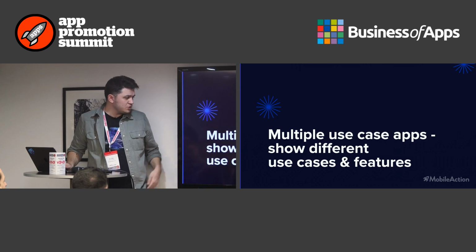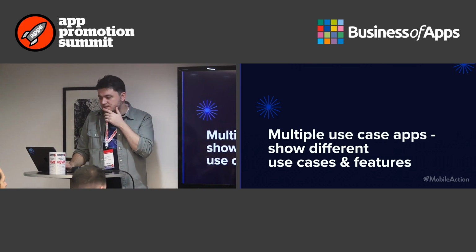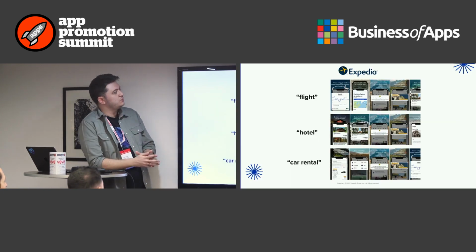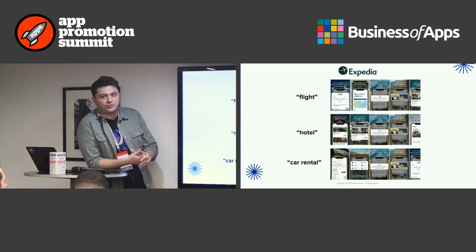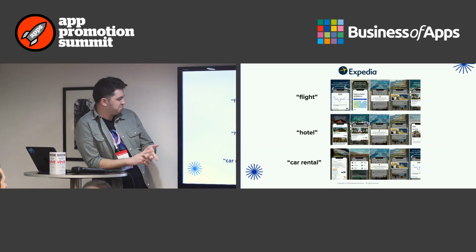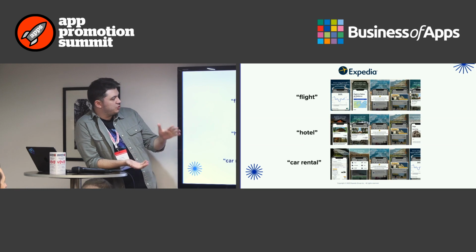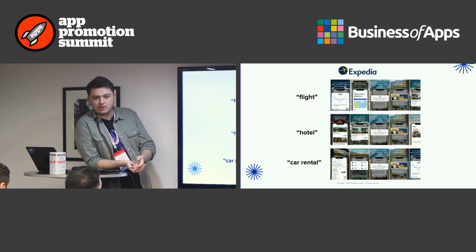So let me go over a couple of use cases and talk about why it seems to be working well. So I have an example from Expedia here, right? So Expedia, as you might know, you can book flights, you can book hotels, you can rent cars and stuff like that.